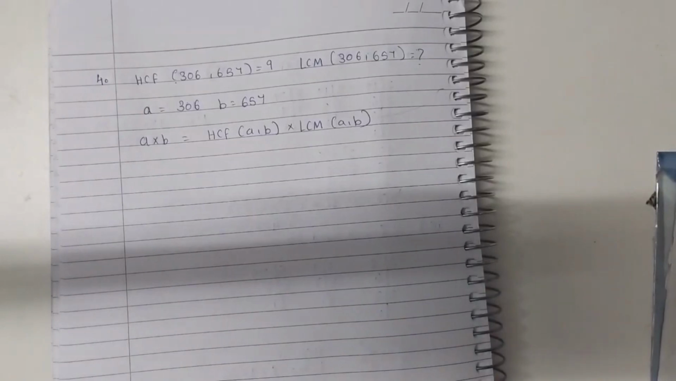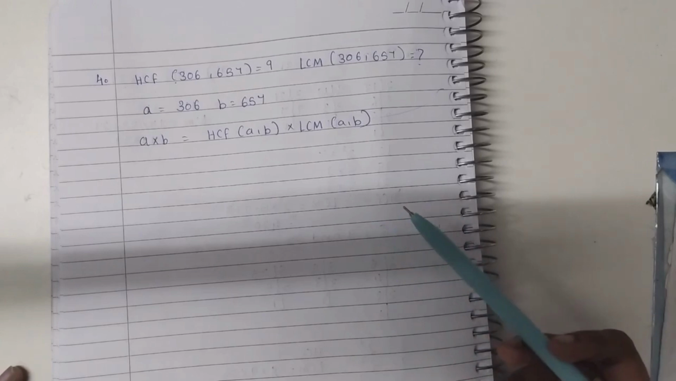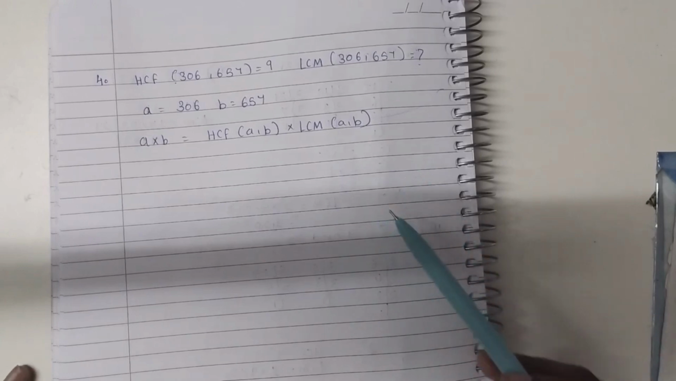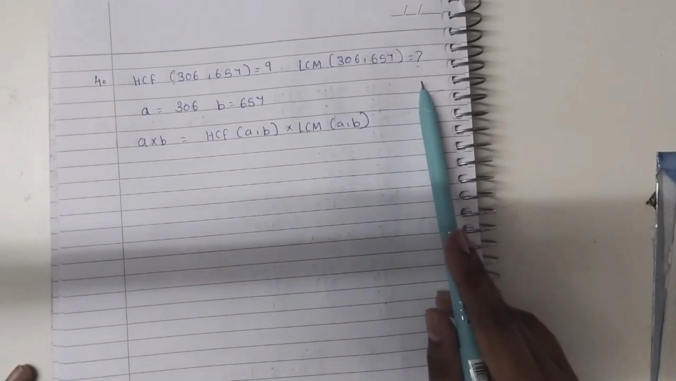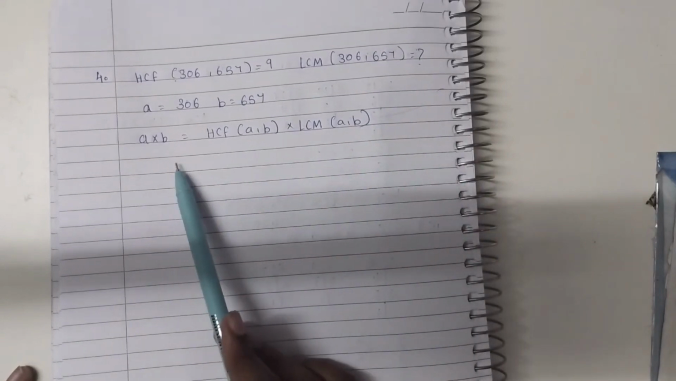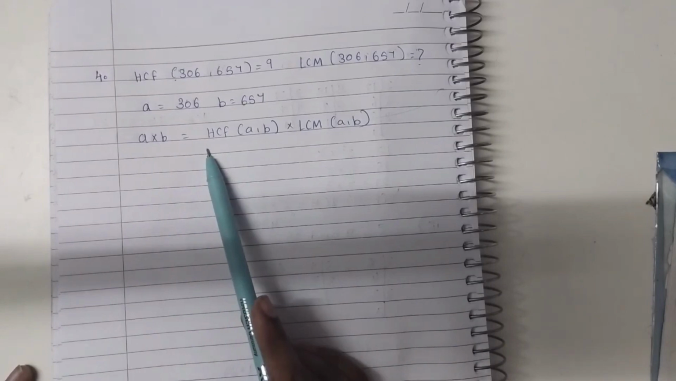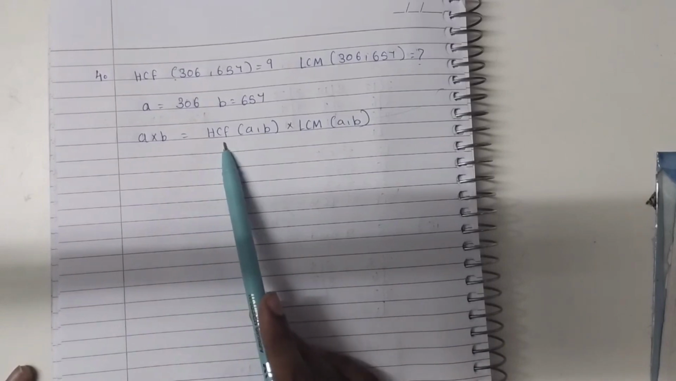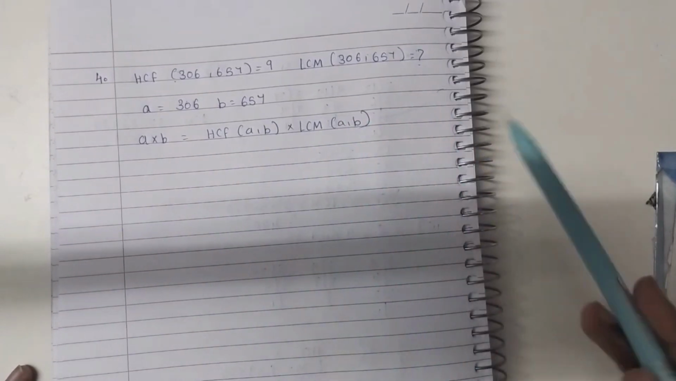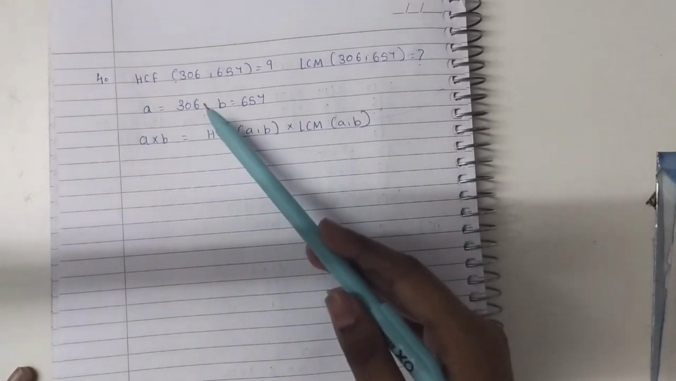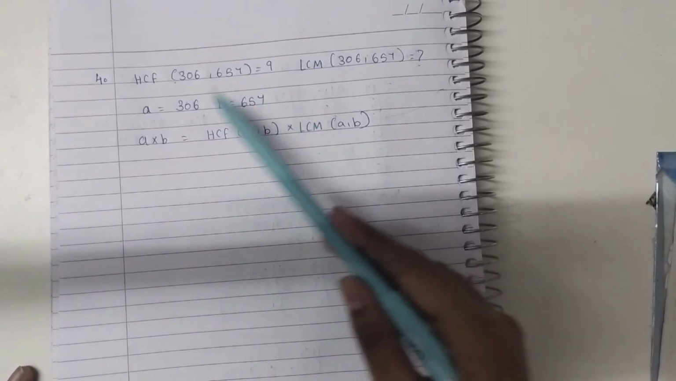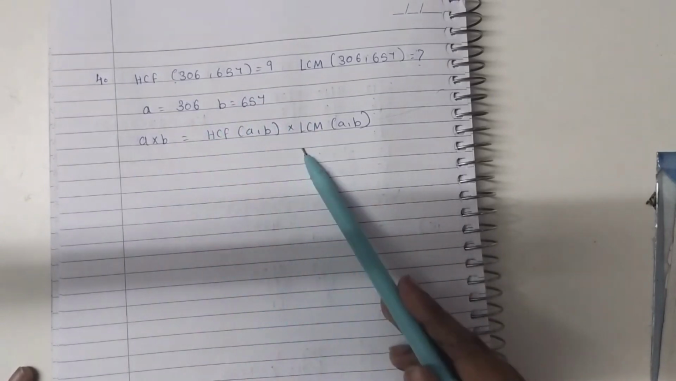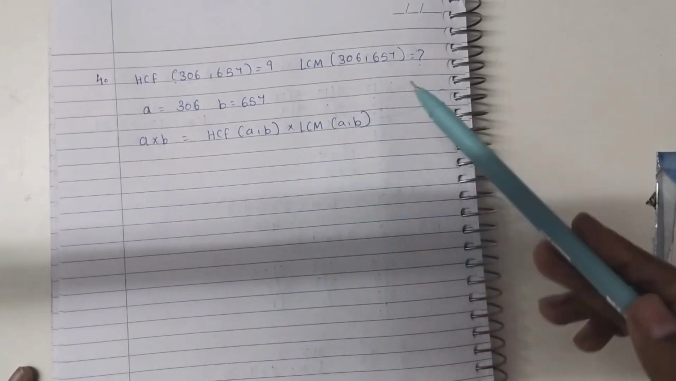In the fourth question, they've given the HCF of two numbers, 306 and 657, which is 9, and they've asked us to find the LCM of 306 and 657. So we know that the product of two numbers is equal to the product of the HCF and the LCM of the two numbers. So we're going to assume that A is 306 and B is 657. Now we're going to substitute these numbers in this formula, and we're going to find the LCM.